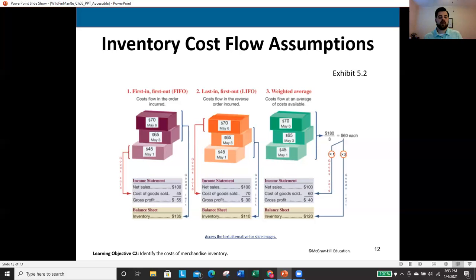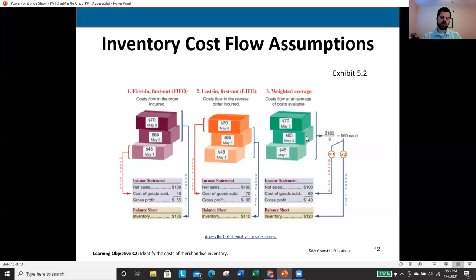Please be careful and please hear me carefully. I am not saying that this will be exactly halfway in the middle. That is not true. But it should be somewhere between those two items. Could it be closer to the FIFO number? Sure. Could it be closer to the LIFO number? Sure. It really just depends on how the prices changed.